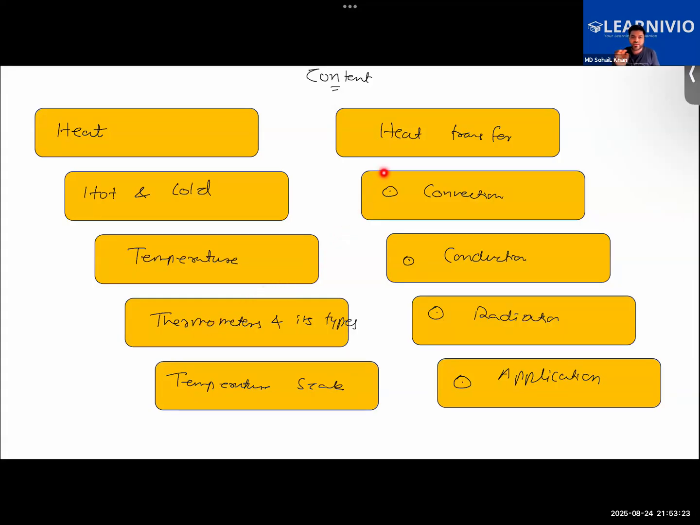Then we have learned how heat transfers from one body to another. What are the different modes? They are respectively convection, conduction, and radiation. And we will be learning the examples of convection in our daily life. We'll be learning about the concept of sea breeze and land breeze quickly. How does the heat from the sun reach us, even though there is no medium between the earth and the sun?